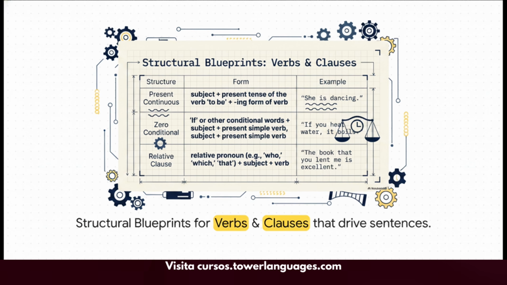Now we're getting into the real engines of our sentences, verbs and clauses. Look at these formulas. You've got the present continuous, right? That's for what's happening right now. Then there's the zero conditional for things that are always true. And of course, relative clauses, which let us pack in more information. The point is, each one of these has its own specific blueprint for a very specific job.